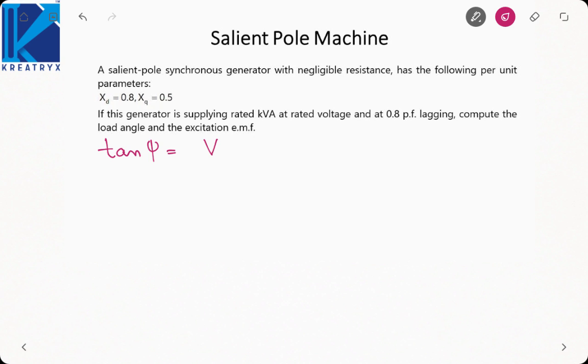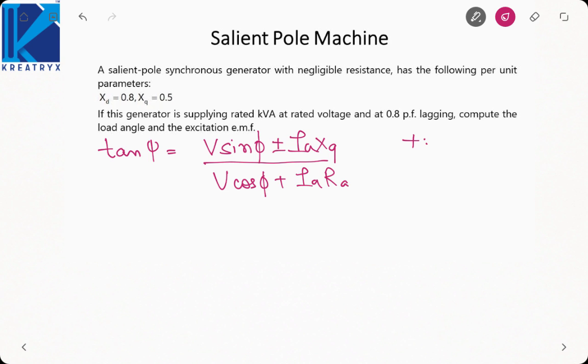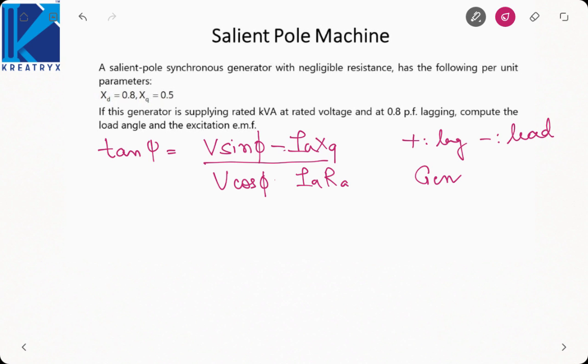So here what you need to remember is, first of all, the formula for tan of psi, the internal power factor angle: V sin phi plus minus IA XQ, divided by V cos phi plus IA RA. Plus is for lag, minus is for lead. This is for the generator. For the motor, you replace IA by minus IA. So this will become minus plus, and this will become minus. That is for the motor.